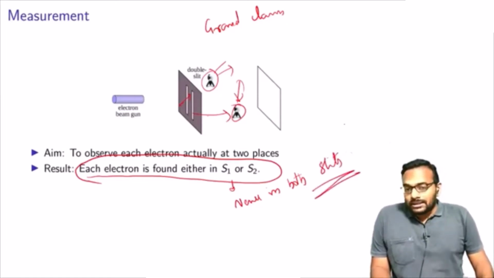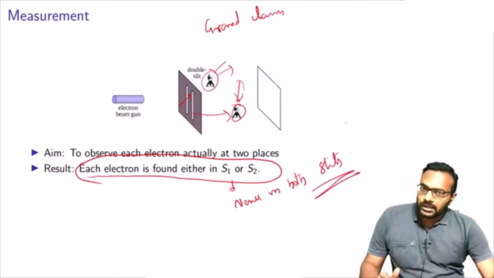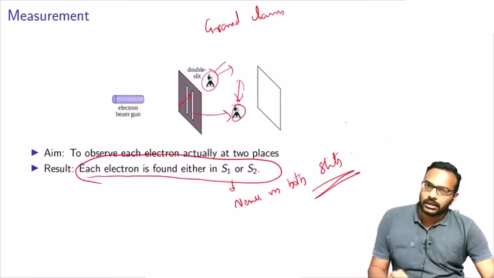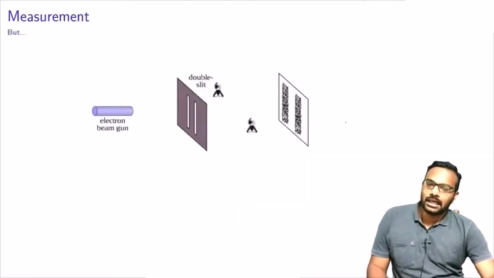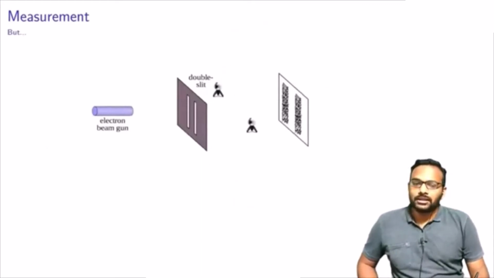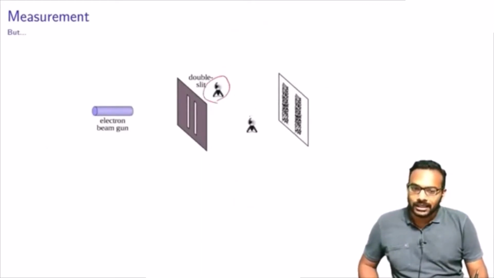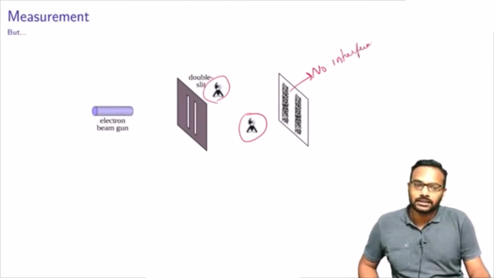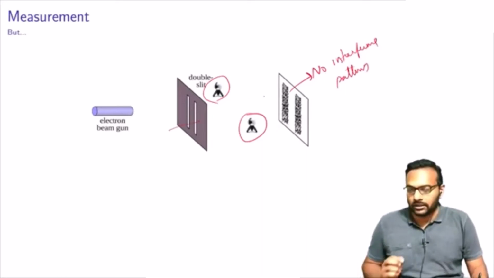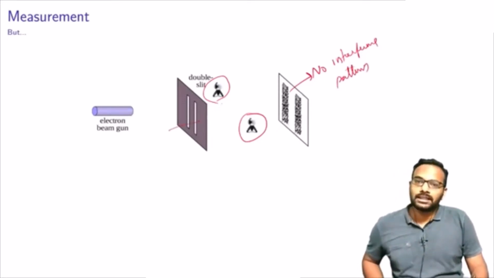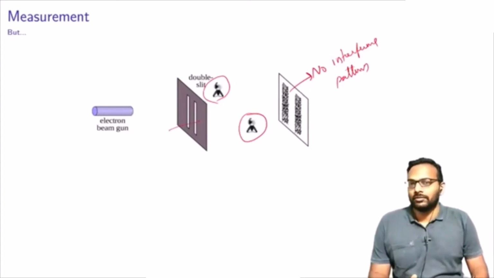Now, does this mean that the electron does not pass through both slits at the same time? Do we need to discard our earlier hypothesis that the electron passes through both slits at the same time? The answer is no. Because when you keep this camera here and see that the electron either passed through slit 1 or through slit 2, you see that there is no interference pattern. If the electron passes through both slits, you'll get an interference pattern. But when you detect the electron, when you try to understand which slit the electron passed through, then there is no interference pattern.